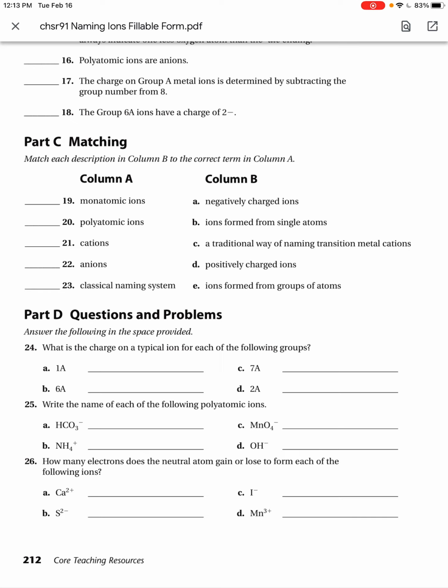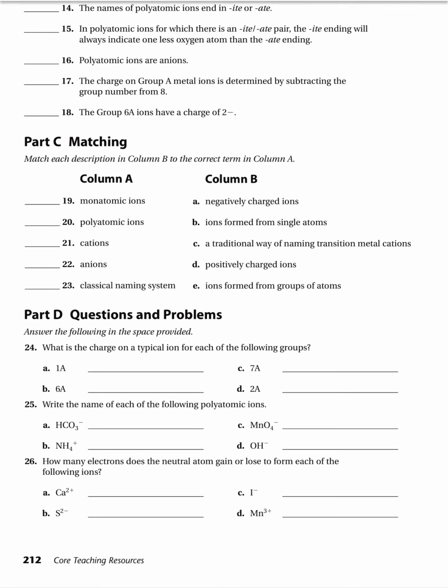What is the charge on a typical ion for the following groups? So group 1A always have a +1 charge. Group 6A always have a 2 minus charge. Going on to C, group 7A always have a -1 charge. And group 2A always have a 2 plus charge.